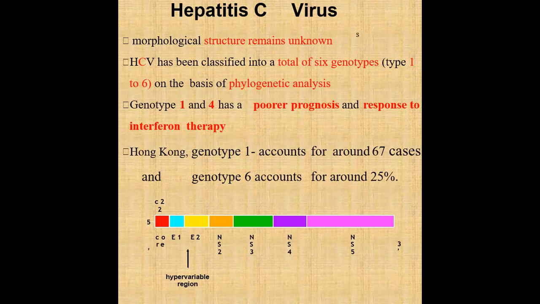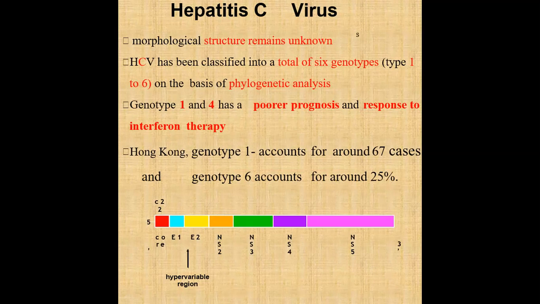On this basis, there are 6 genotypes present, whereas genotypes 1 and 4 have a poor prognosis. Prognosis means the transmission power of the disease which we found, and the response to interferon therapy which we observe.